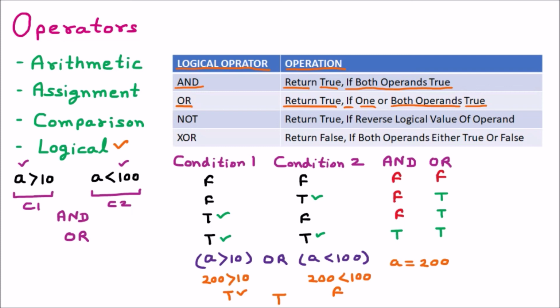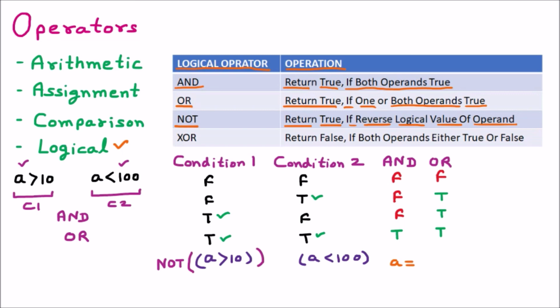Now we are learning the next logical operator, which is NOT. The NOT operator returns true if the reverse logical value of the operand is true. It will reverse the result. That means if true is given, it will create false. If false is given, it will create true. NOT should be applied on one condition. Let's say I am writing NOT here, and in that bracket I write the condition. Now the result of the condition will be reversed.